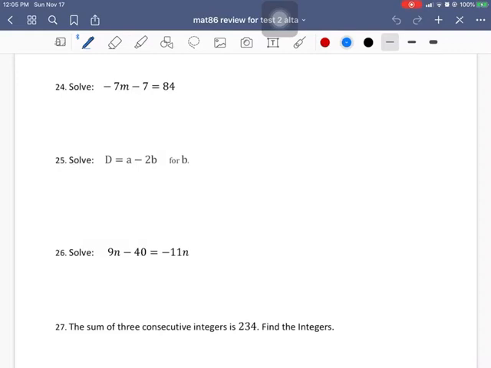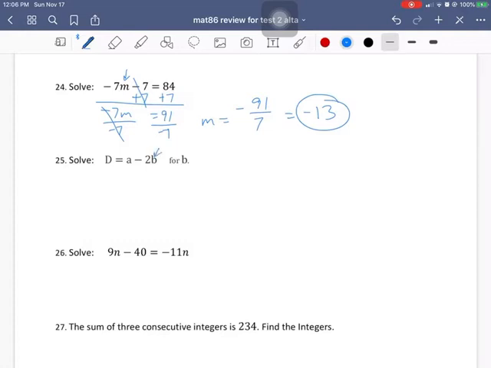We're going to solve some more equations here. Solving for m, so we need to move the 7 to the other side, by adding its opposite, and then isolating the m by dividing by the same. Negative 91 over 7. Does 7 go into 91? Yes, it does. So that equals negative 13.